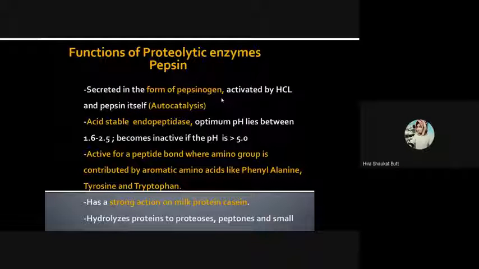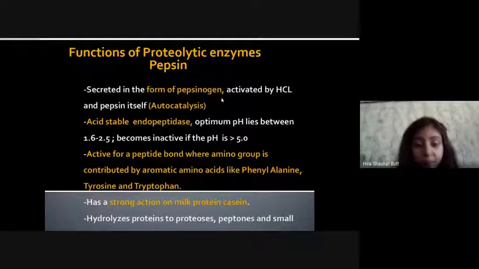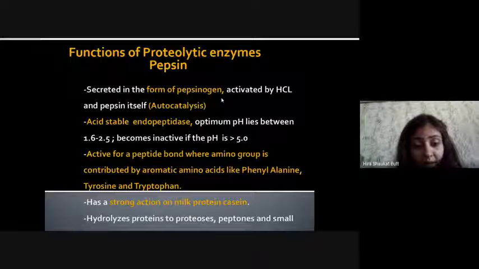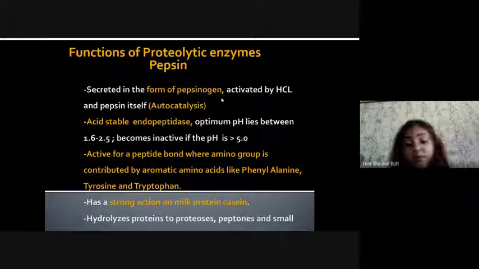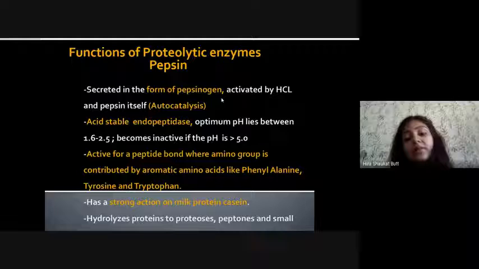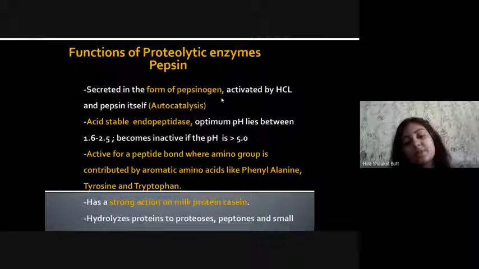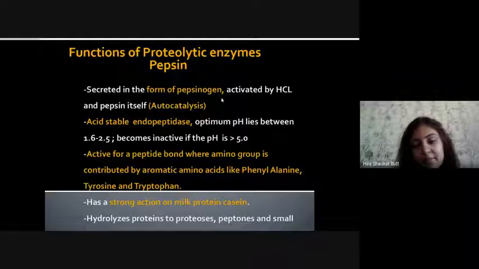So let's talk about the function of the first proteolytic enzyme, that is pepsin. Pepsin is released in an inactive form, that is pepsinogen, and it is activated by HCl. Pepsin is an endopeptidase, that is, it acts on the inner bonds of the polypeptide chain, and it is active for a peptide bond where the amino group is contributed by the aromatic amino acids. What are the aromatic amino acids? I already have taught you in Biochemistry 1. These are the amino acids which have a benzene functional group, for example phenylalanine, tryptophan, and tyrosine.